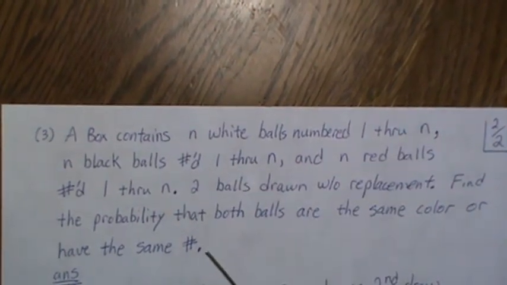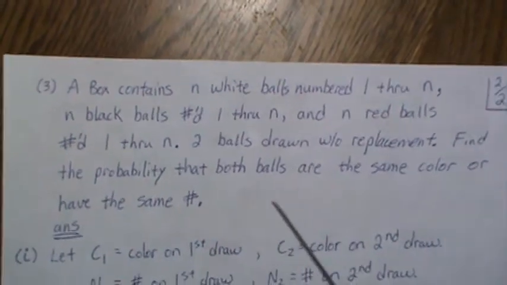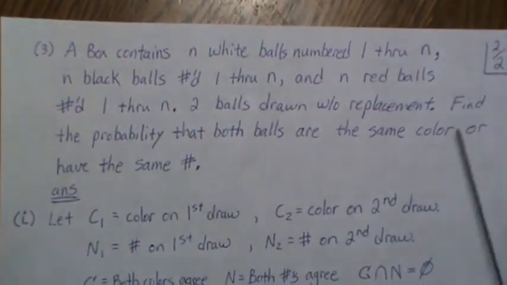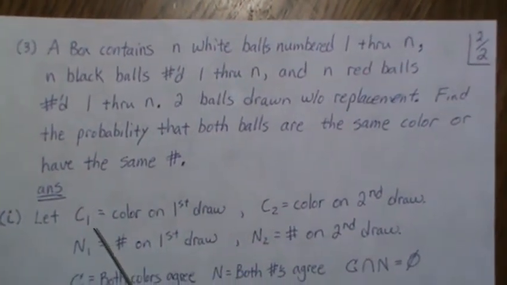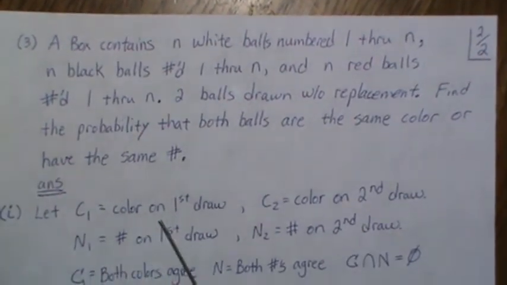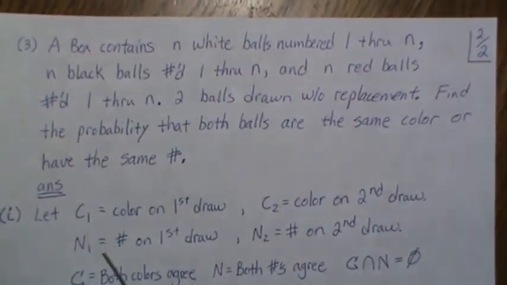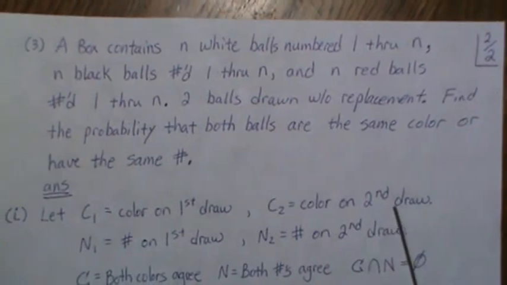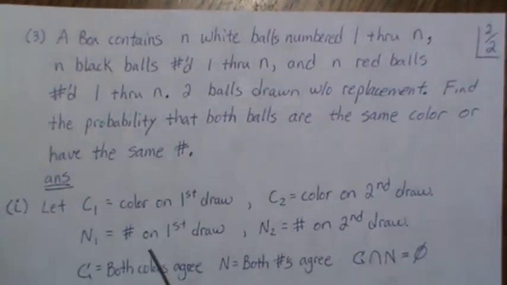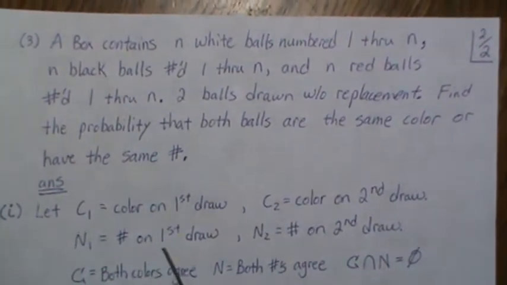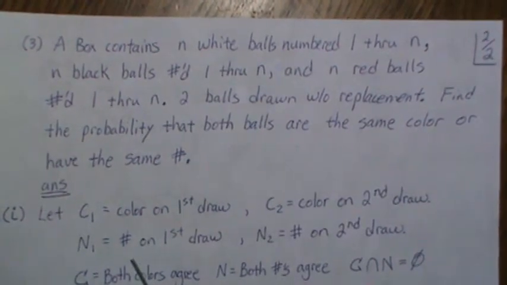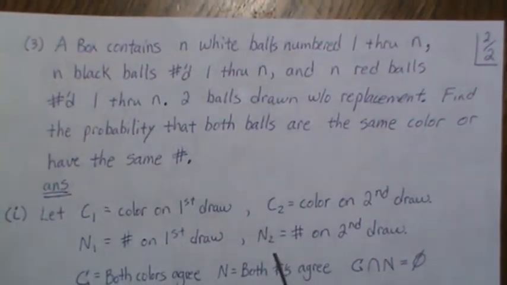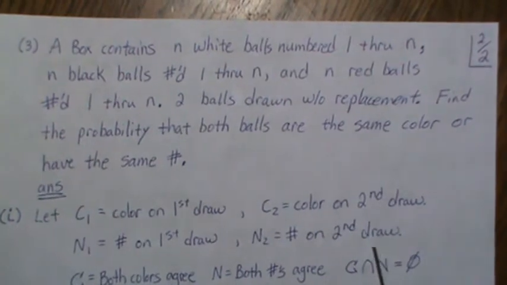And I have 2 solutions for this, and we'll go through both of them. And this is the last problem. So C1 is the color on the first draw. C2 is the color on the second draw. N1 is the number on the first draw, so that's what number is on the ball. N2 is the number on the second draw.